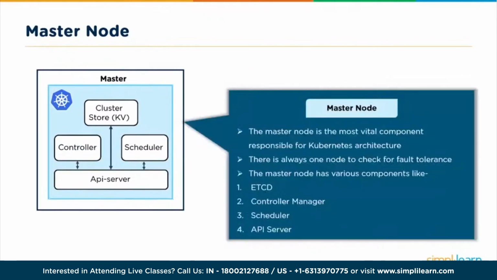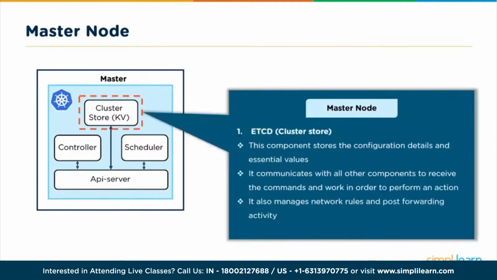What runs in the master node? The master node, without saying, is the most important component of any cluster. If you're running a cluster with only one master node and that master node goes down, there's no other way that any user can talk to the different nodes in the cluster. So the master node is the most vital component responsible for the complete Kubernetes cluster. There should always be at least one node running as a master node. That's the bare minimum requirement for your cluster. So what are the other components in the master node?